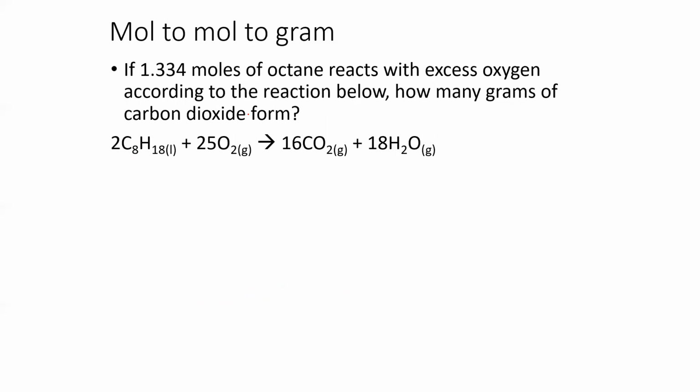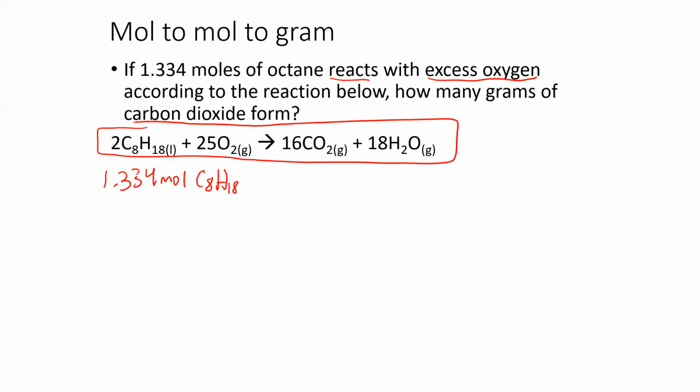So if 1.334 moles of octane react with excess oxygen, how many grams of carbon dioxide are produced? So what do we do now? Well, we can go from the 1.334 moles of octane, and I know that this is octane because it says reacts with excess oxygen. I know this is a combustion reaction, and the octane is the fuel source. So I can go from the moles of octane, and what do I want? I want to eventually get to grams of carbon dioxide, but I can first get to moles of carbon dioxide. How can I do that? I have a mole ratio, 2 moles of octane to 16 moles of CO2.